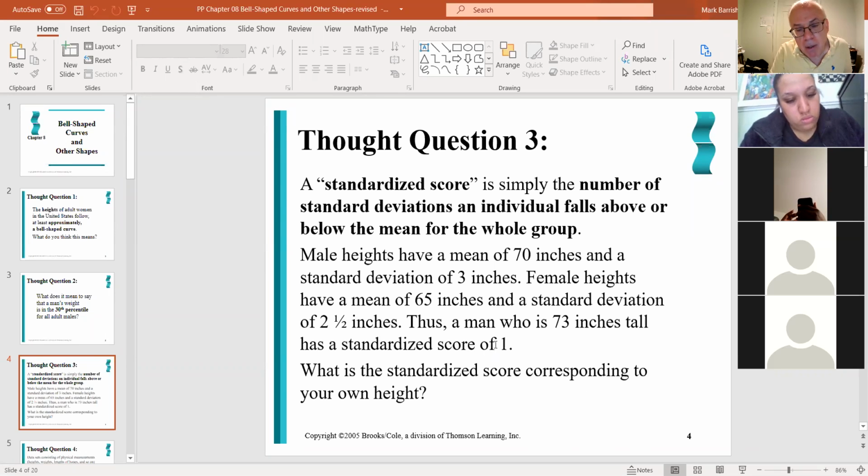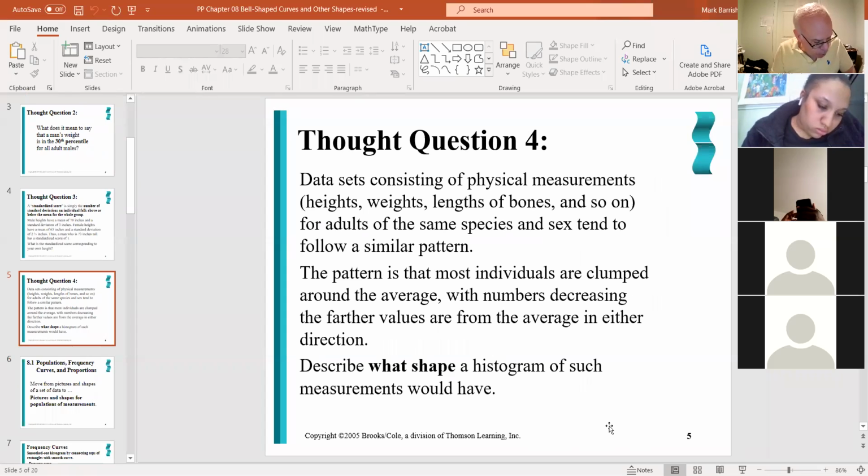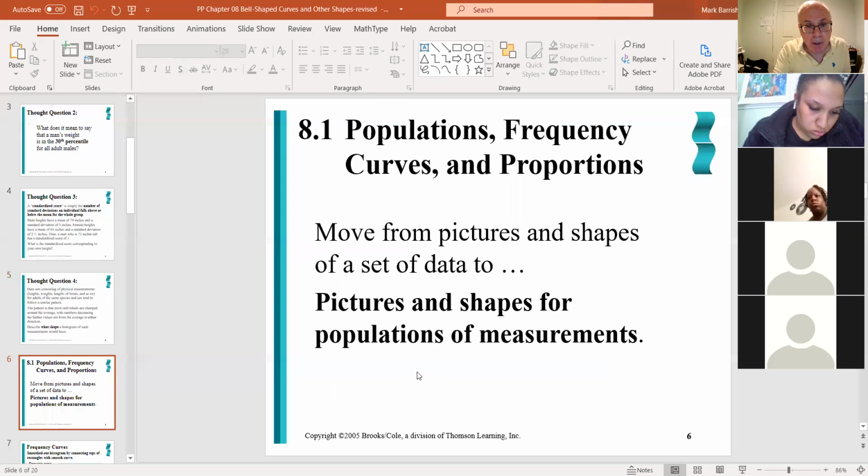The positive standardized score means your raw score is bigger than the mean. Okay, so that's basically what we're going to learn. And then, of course, data sets, we talked about the shape of the histogram, right? In that example that I just showed you from chapter 7, where we had a skewed left shape, and then we have skewed right, and we also have symmetric. So we're going to look at pictures like that.